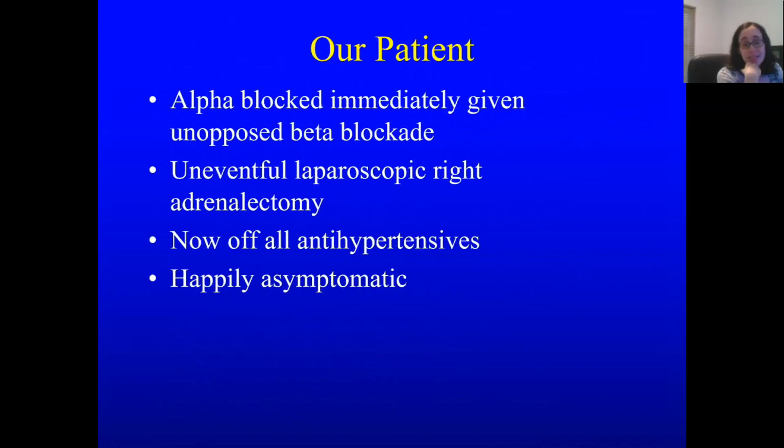My most compliant patient, who is still my patient, who followed me from Baltimore, he's a good guy. So we alpha blocked him immediately. He had an uneventful laparoscopic right adrenalectomy. He's off everything. He's off all antihypertensives. He's a really happy guy, asymptomatic. He came off the flecainide because he didn't have AFib, and I just screen him now once a year. And the recommendation is you screen once a year for the metanephrines and the normetanephrines and the catecholamines after resection of a Pheo or paraganglioma.